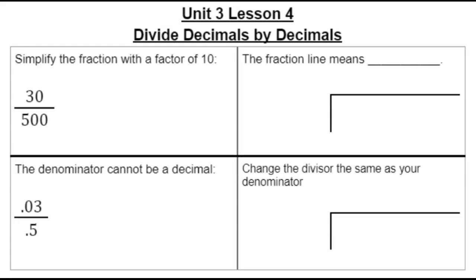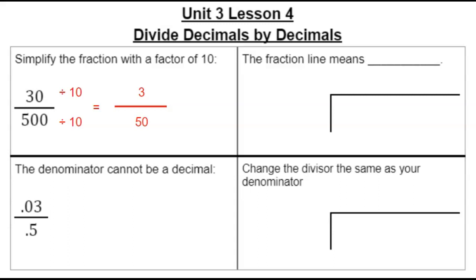Simplify the fraction with a factor of 10. If we have 30 over 500 and we divide the top by 10, we get 3. And so we have to divide the bottom by 10, which gives us 50. So what we do to the top, we do to the bottom. We have to keep it proportional when changing our fractions.